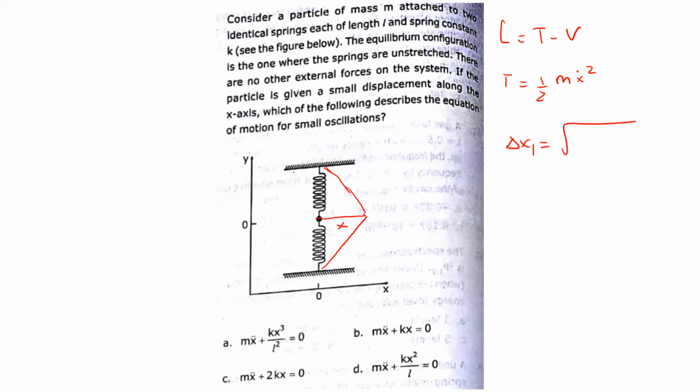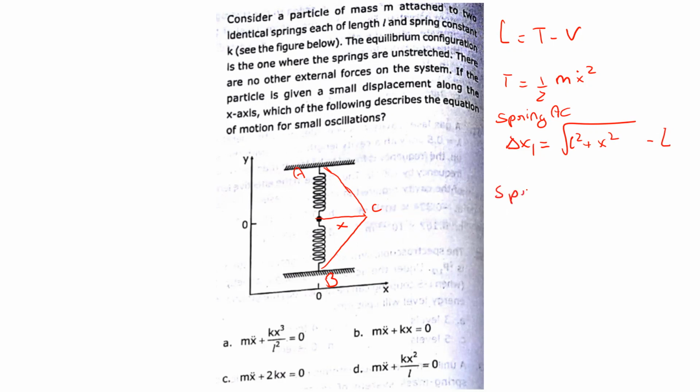Let's call this A and C, and this B and C. So this is spring AC, this is for spring 1. Delta x1 is nothing but square root of L squared plus x squared minus L. This is from the Pythagoras theorem, nothing more than Pythagoras.